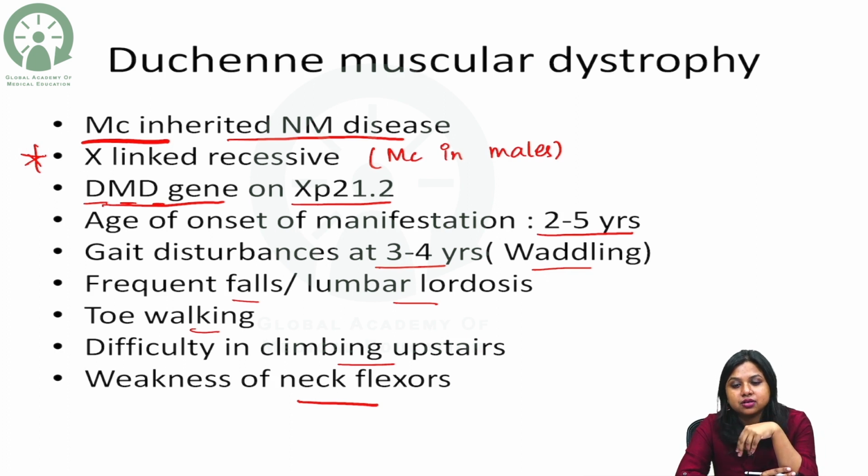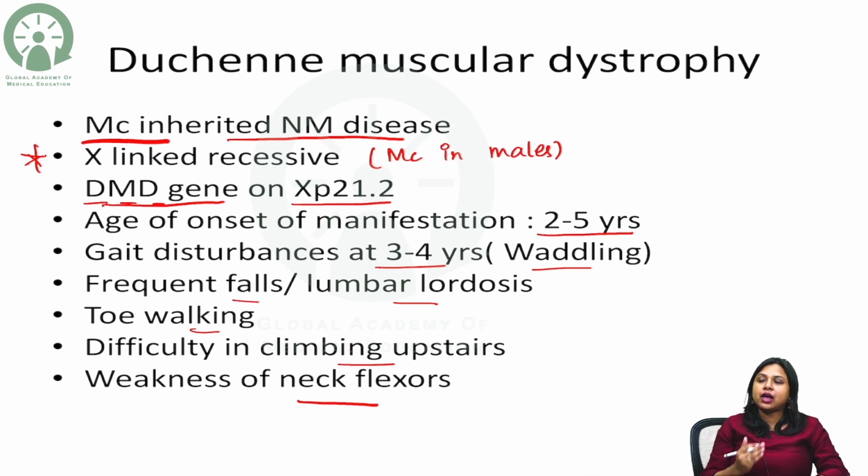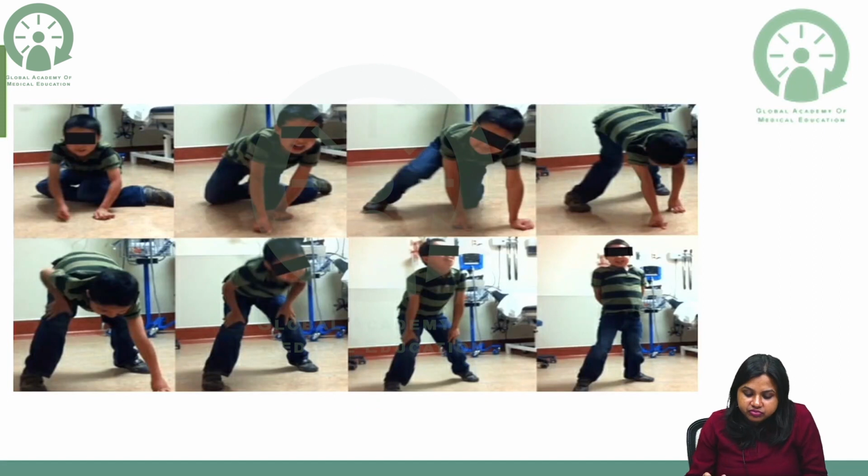All this you get in case of Duchenne muscular dystrophy. And one thing that you get, it is classic of Duchenne, but it is found in any proximal myopathy. So any proximal myopathy, you will have difficulty in climbing upstairs, difficulty in getting up from sitting posture. There will be frequent falls. So this is the classic picture that you get in your exam. This is known as the Gower sign.